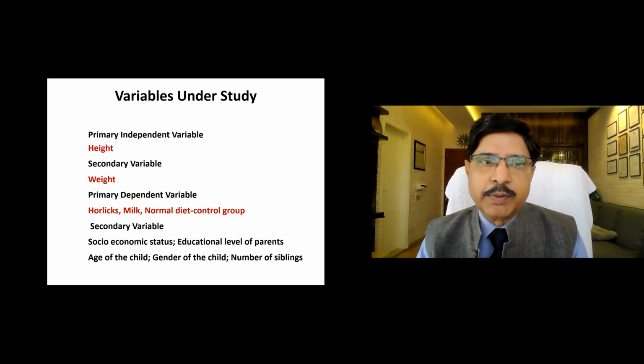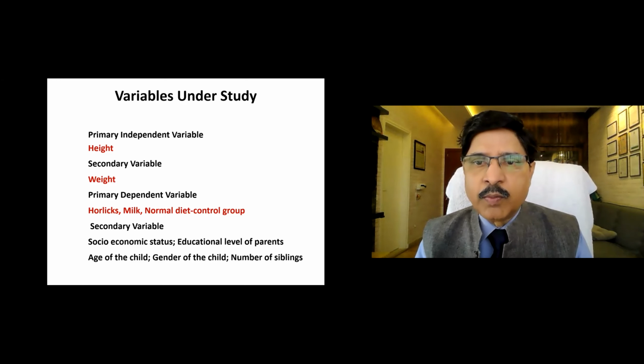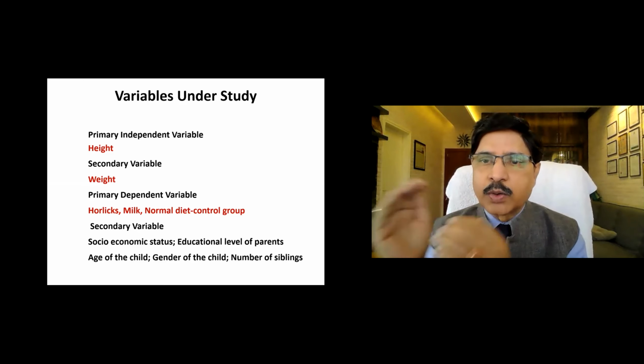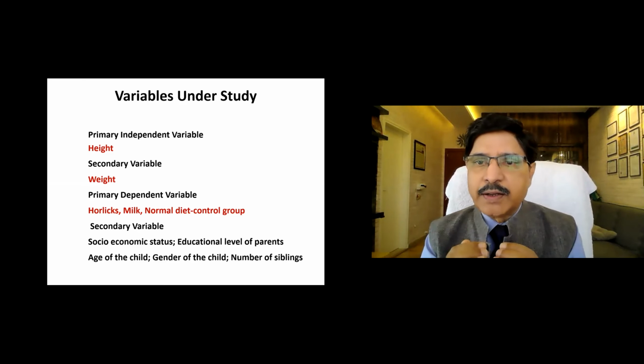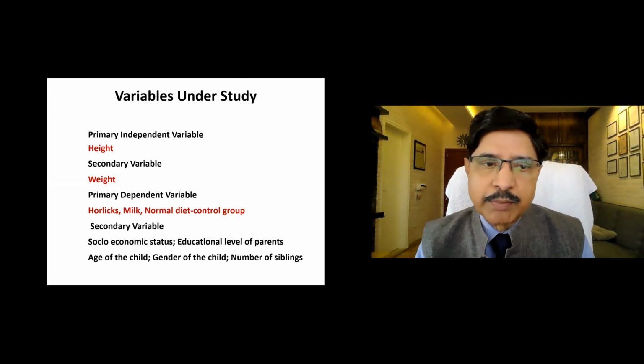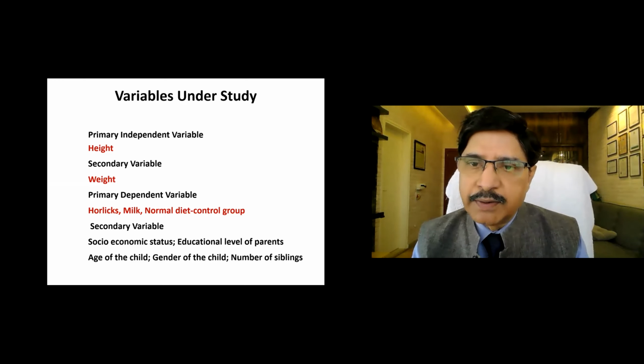The outcome variable is better worded as outcome variable. It becomes easier to remember what is called experimental variable and outcome variable. If you use these two words, there is no confusion about which is primary and which is secondary. The outcome variable here is height and weight. That is the outcome you are going to measure. The experiment is Horlicks, milk, and nothing. So this is the experimental variable. Other non-experimental variables which can come into the picture are those listed here.